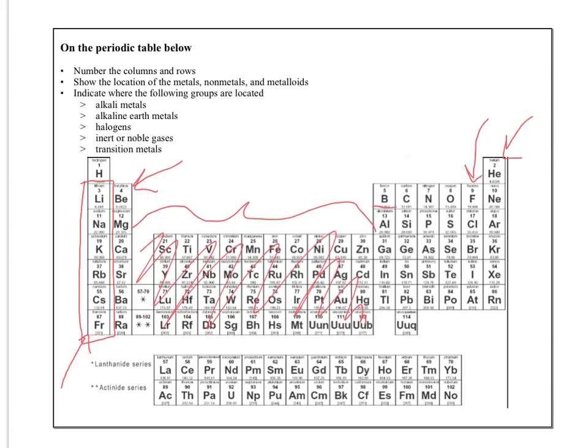We also have a line here which goes like so, and to the left of that line is the location of the metals. So there are a lot more metals than nonmetals, which are to the right of the line. And then we have some of the elements that are on this kind of staircase, and those are the metalloids.